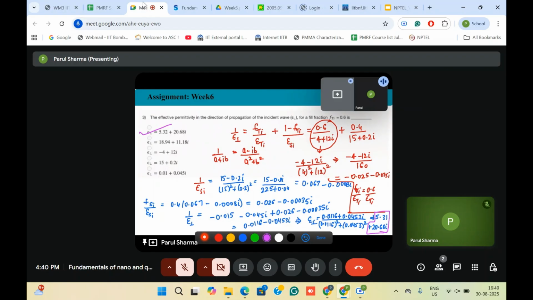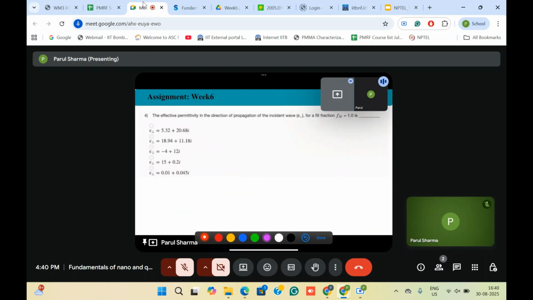And the next question is the effective permittivity in the direction of propagation of the incident wave for a field fraction FTI equal to 1. So we know that FTI plus FSI is equal to 1, and if it is given that FSI is equal to 1, that is the filling fraction of titanium is equal to 0, then the whole medium is pure silicon. So the permittivity is the silicon permittivity. So it's just 15 plus 0.2i.